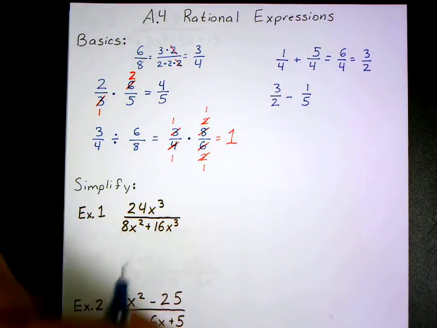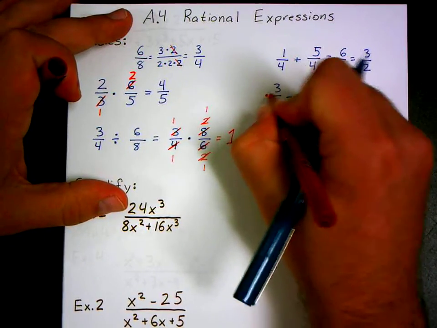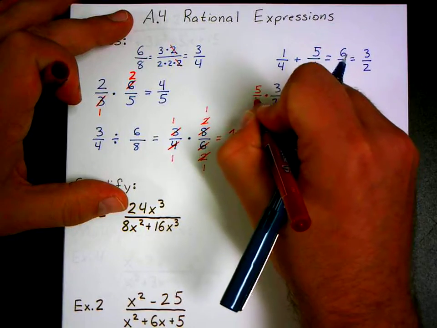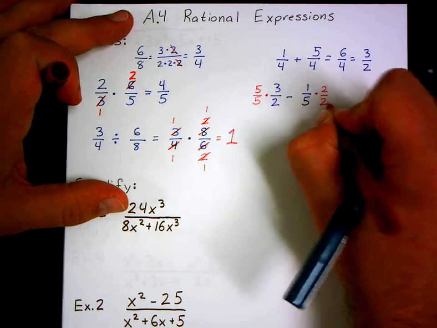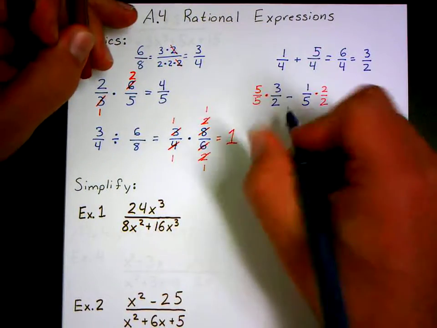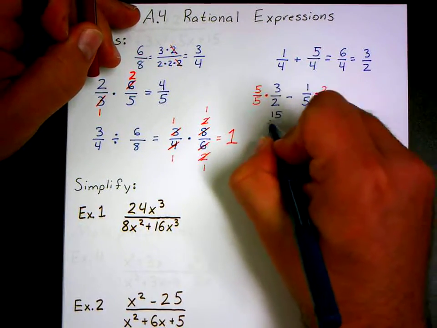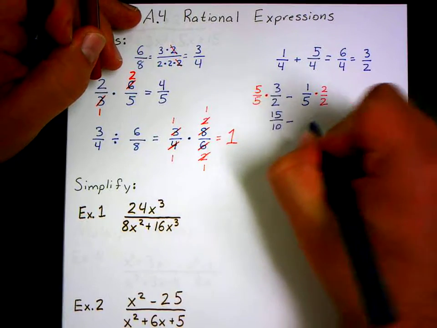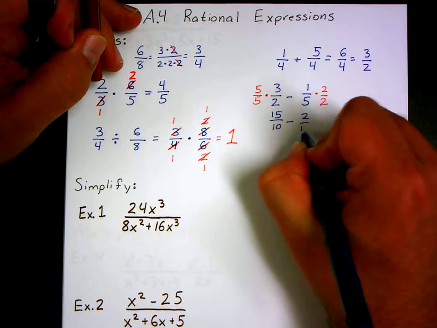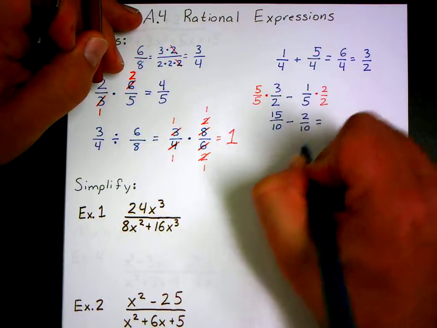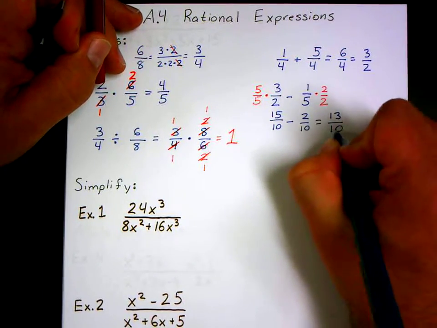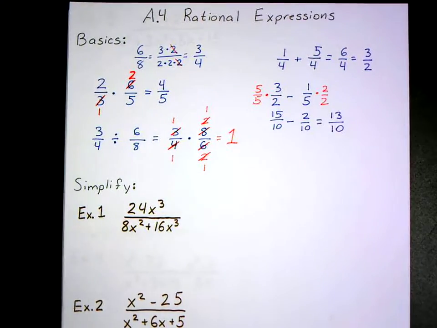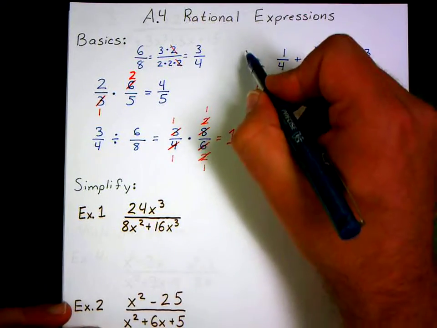So in this case, I would need to multiply this one by 5/5, multiply this one by 2 over 2. So I make this 15 tenths minus 2 tenths. And then we reduce if we can, which in that case we can't.